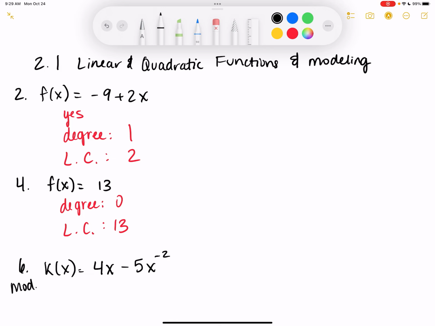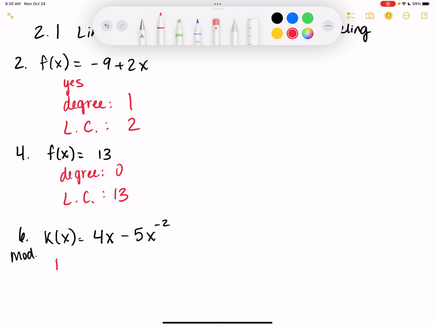It's not a polynomial function. Why not? Because it doesn't have the plus c or whatever. That does not matter. Oh, it has a negative exponent. That's why. It's the fact that it is a negative exponent, so not polynomial.